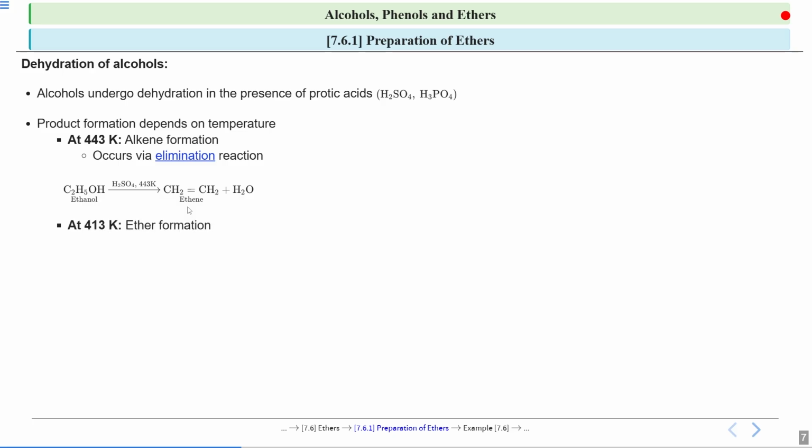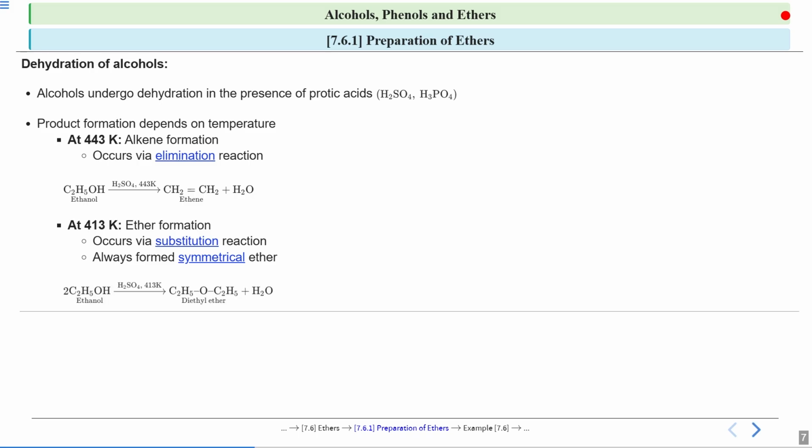Now if the temperature is low, if the temperature is 413 Kelvin, then you will see that with your alcohol, ether is being formed. This reaction occurs by a substitution reaction, that is SN2, a bimolecular substitution reaction. So here substitution takes place. And in this case, you will always form a symmetrical ether. So always a symmetrical ether will be formed in this case.